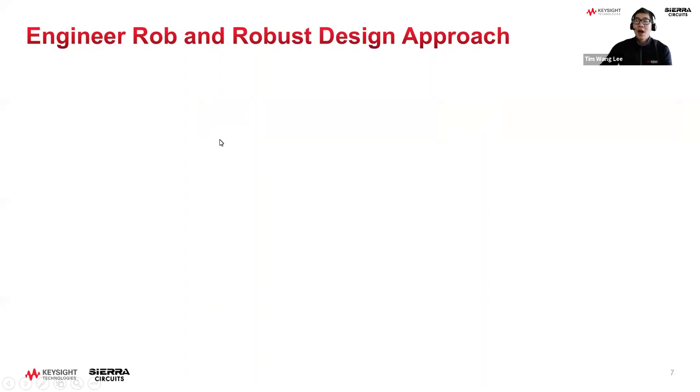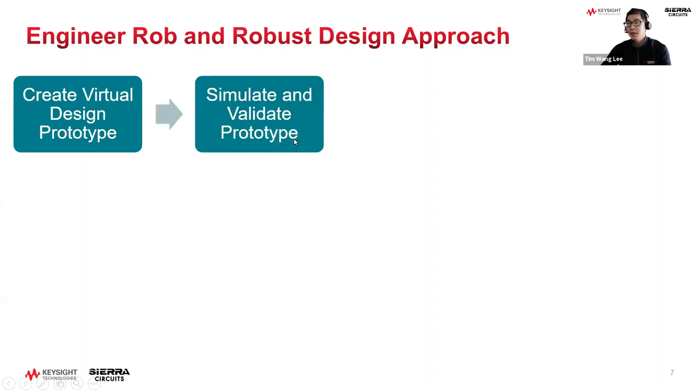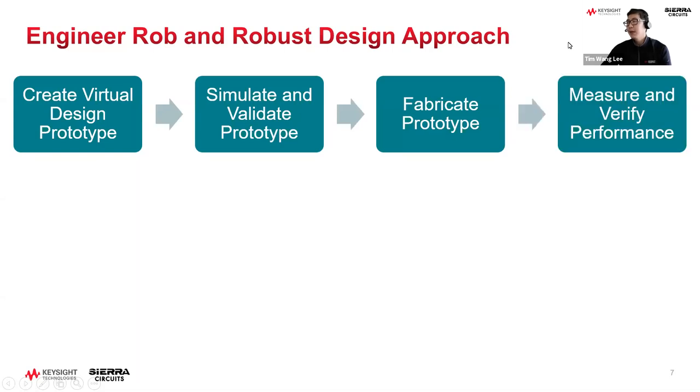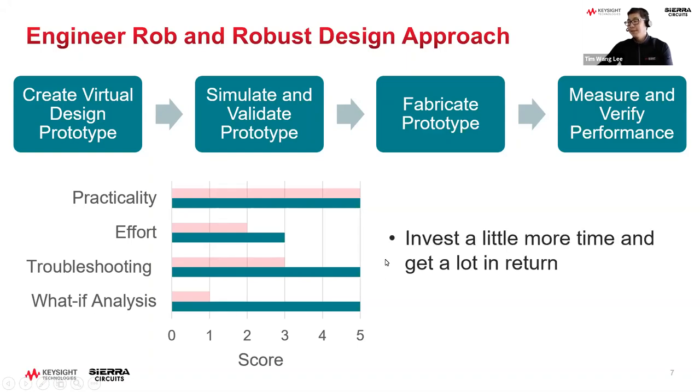A second is engineer Rob and his robust design approach, which we're introducing today. You create a virtual design prototype, you simulate and validate your prototype, you fabricate the prototype, and finally, you measure and verify the performance. What this does for us is it's still very practical, at a 5. Effort is a little higher, but what we get out of putting in a little more time is the ability to troubleshoot and to do what-if analysis. The punchline here is that you invest a little more time, but you get a lot in return. You see the troubleshooting score here is 2 higher than the old traditional approach, and the ability to do what-if analysis in your robust design workflow with a virtual prototype is 5 times better. So that's why we need to focus on this new and robust design approach.